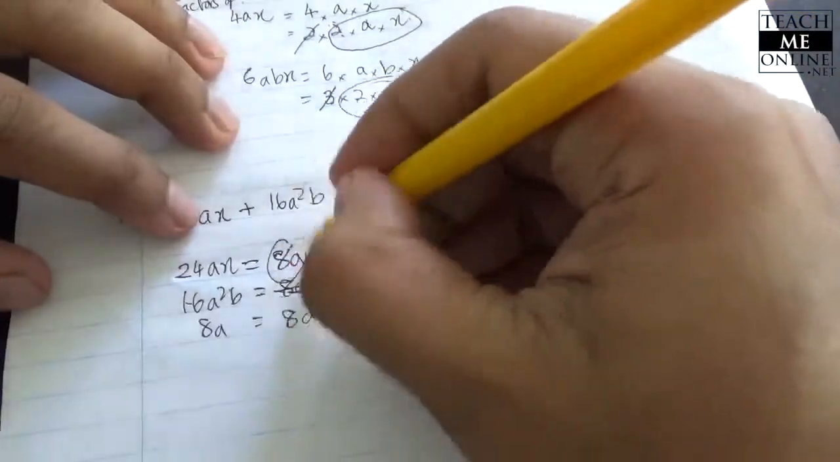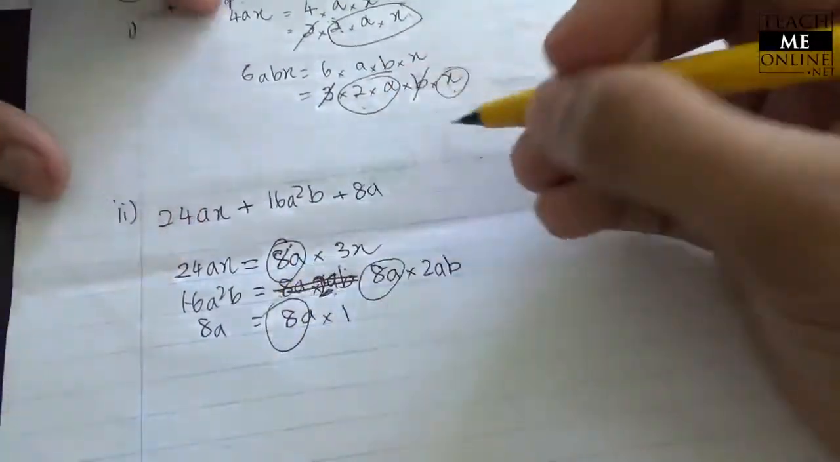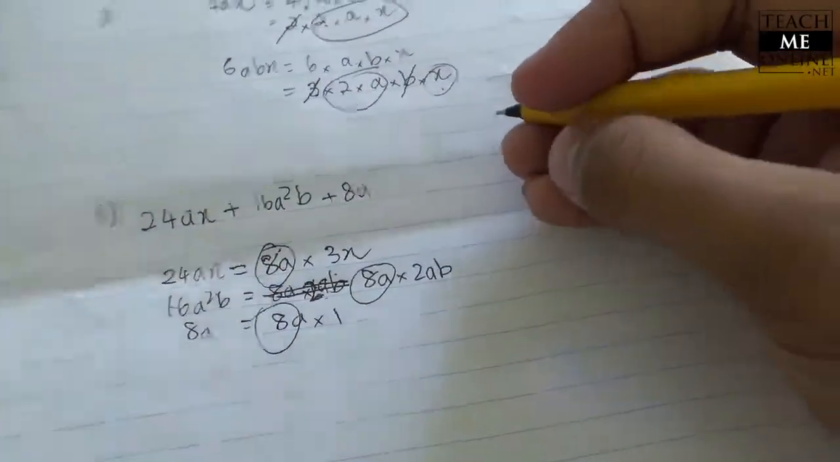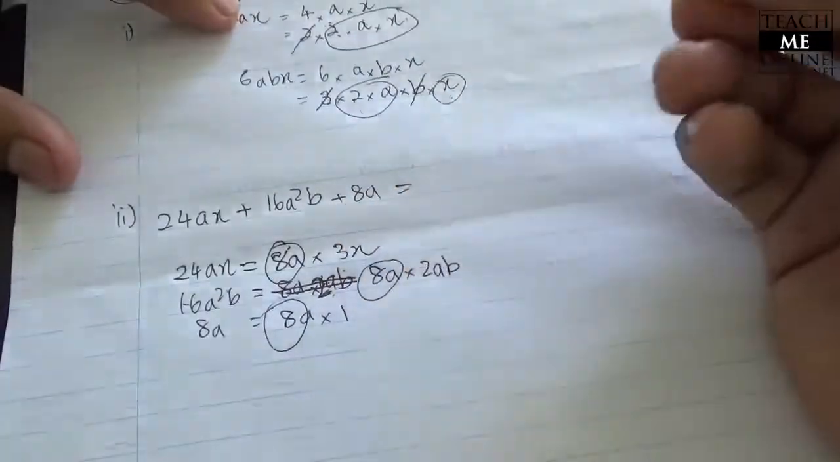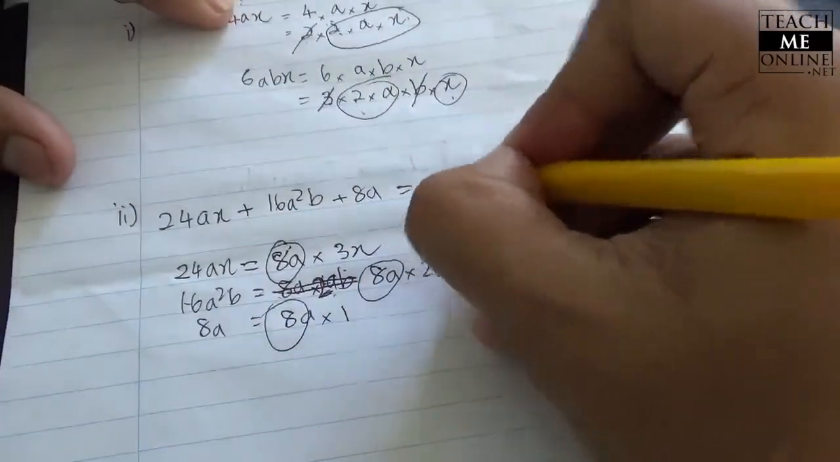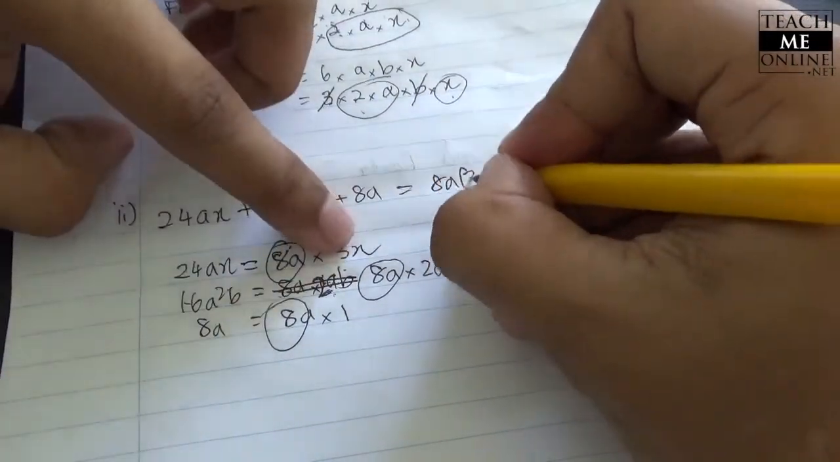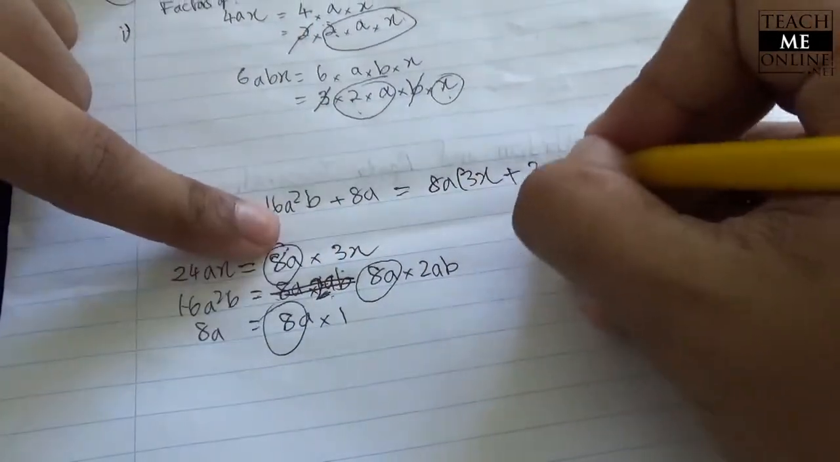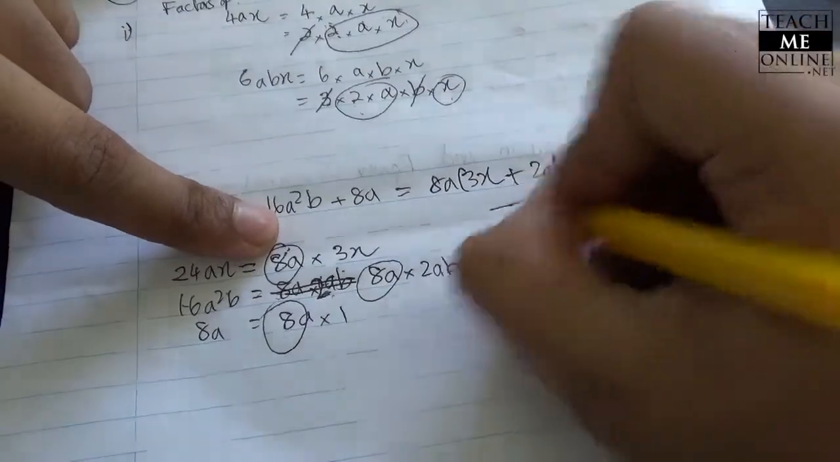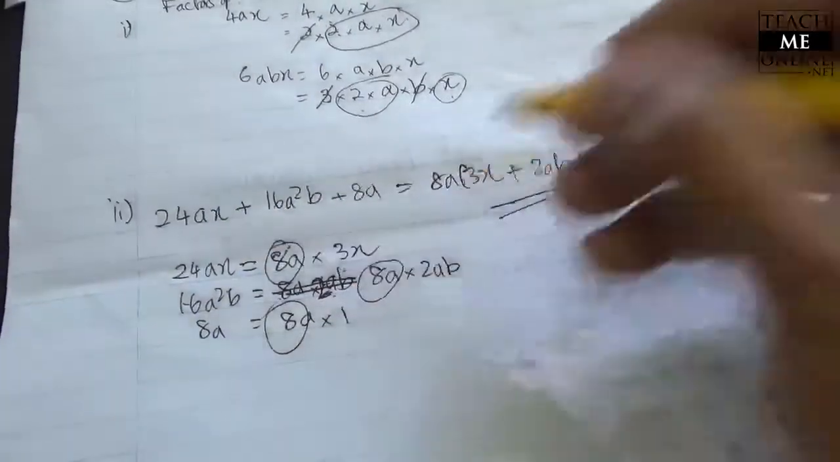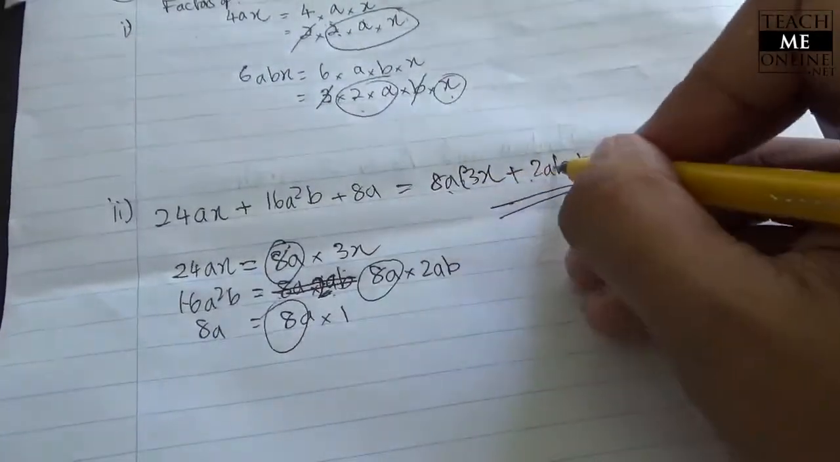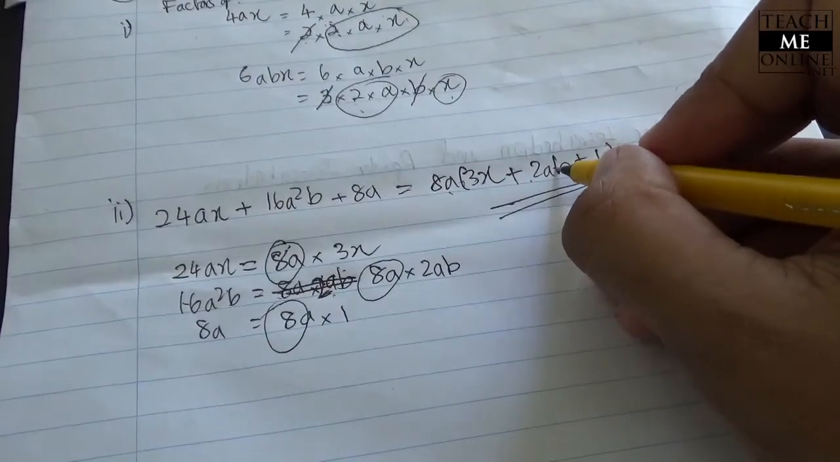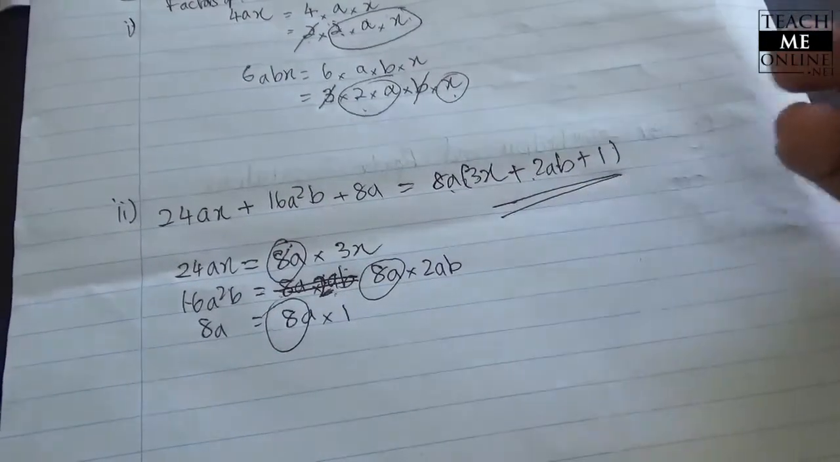So the highest common factor is 8a. Then I'll take 8a out. It will be 3x plus 2ab plus 1, taken with 8a, for 24ax plus 16a squared b plus 8a.